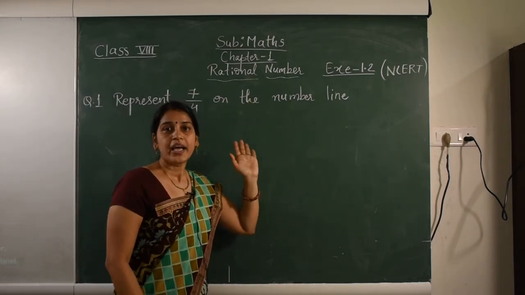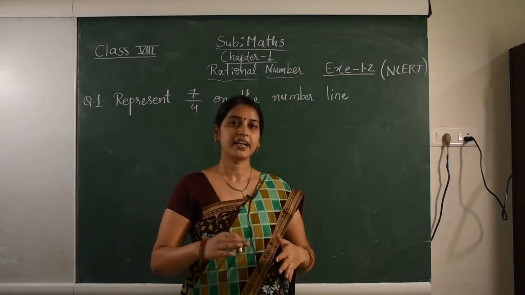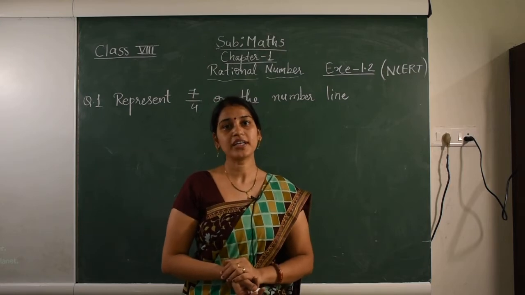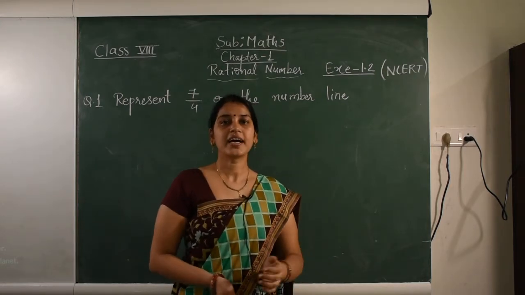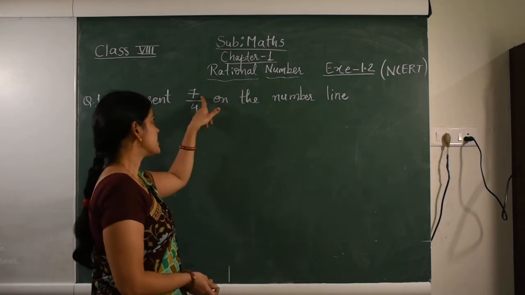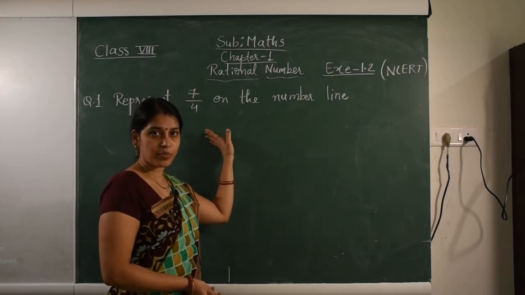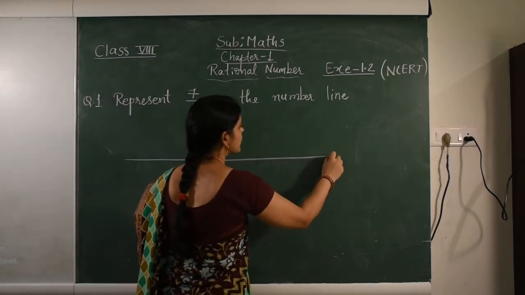You know on a number line, positive rational numbers are represented on the right hand side of the 0, and negative rational numbers are represented on the left side of the 0. This is a positive rational number, 7 upon 4. So first of all we have to draw a line.